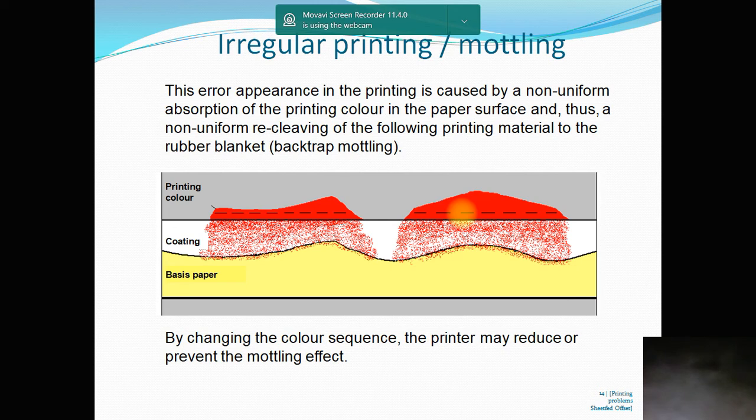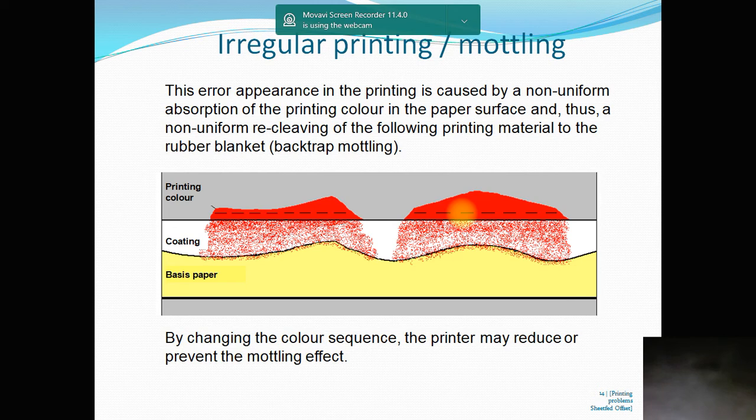By changing the color sequence, the printer may reduce or prevent the mottling effect. What is the meaning of color sequence? You may not know about that. To print a multicolor job, we need to print 4 times with 4 different primary colors on the same substrate: cyan, magenta, yellow, and black. So color sequence means, for example, if I am printing initially cyan, then yellow, then magenta, and then black. This is the sequence of the colors.